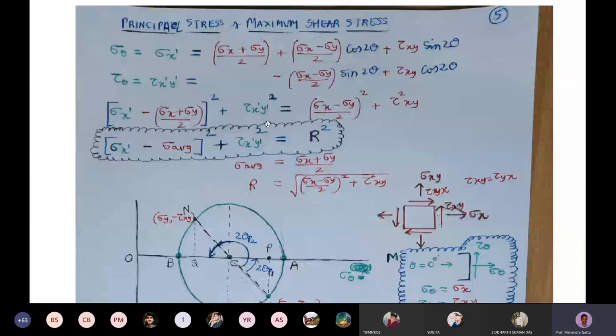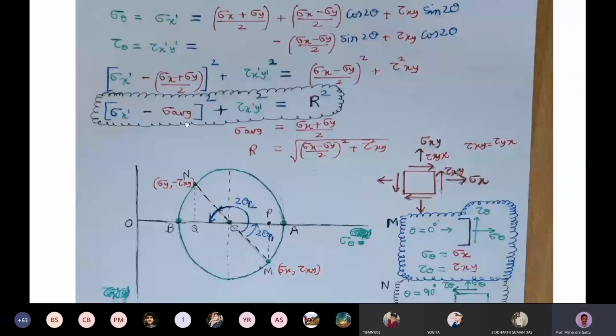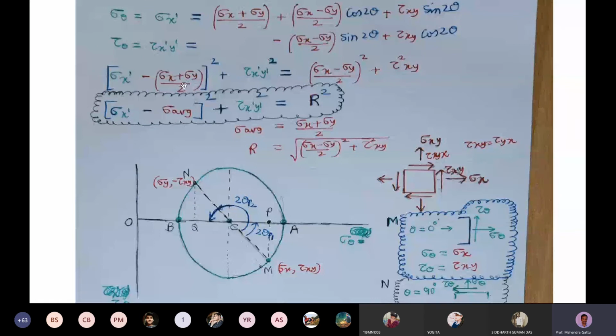So this entire expression is like a circle expression: x minus a, whole square, plus y square is equal to b square. So this is in the form of a circle. What we'll do here is replace this (sigma x plus sigma y)/2 with the average. We term that as average, and this entire term we'll call the radius square. So the radius value will be the square root of this.